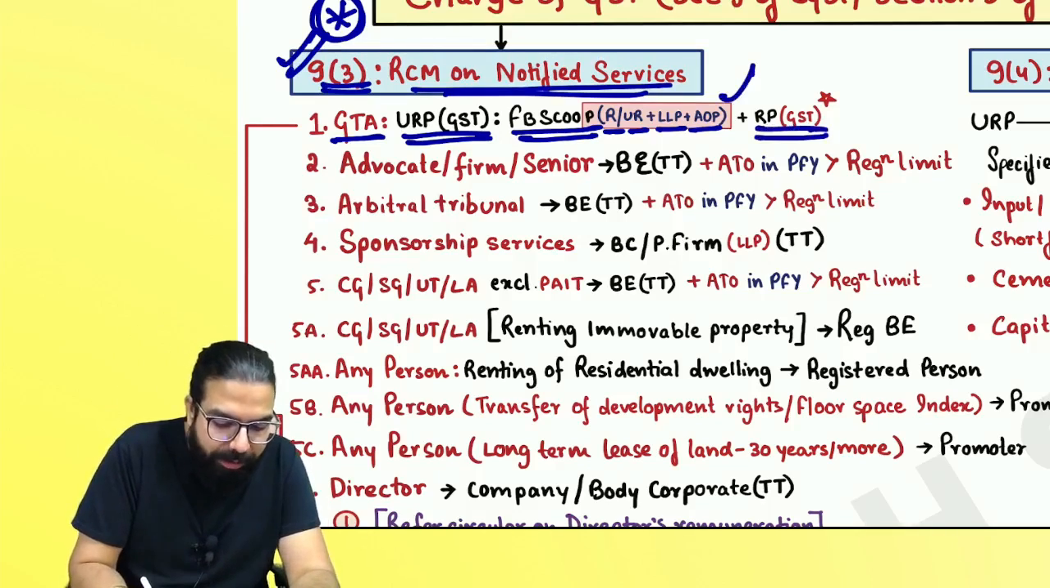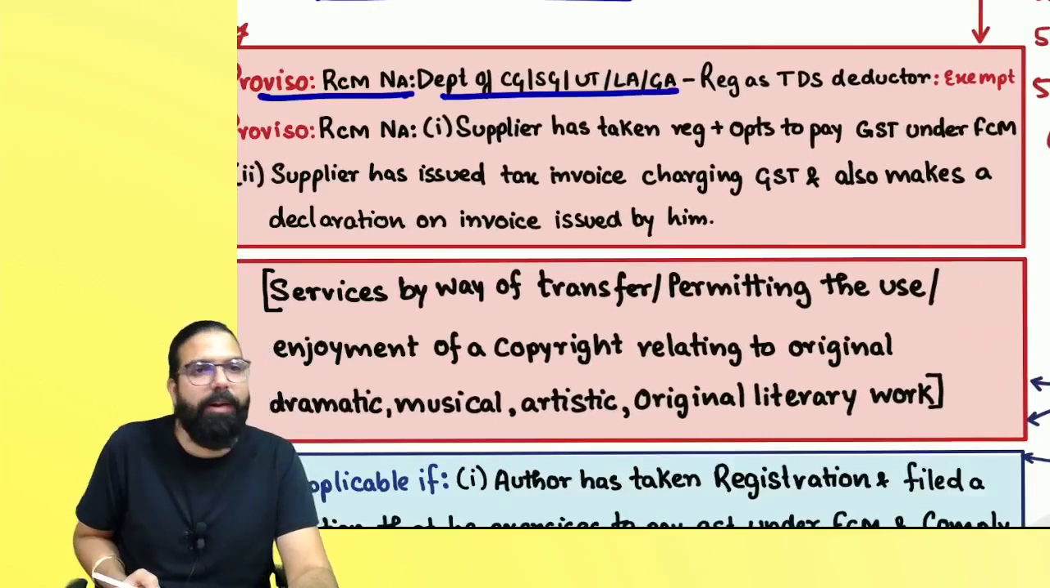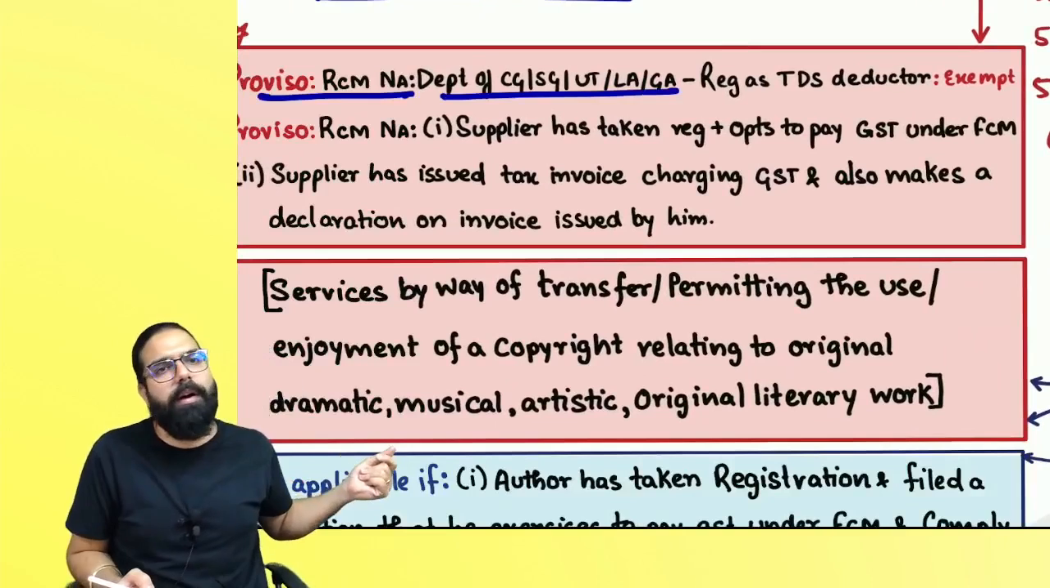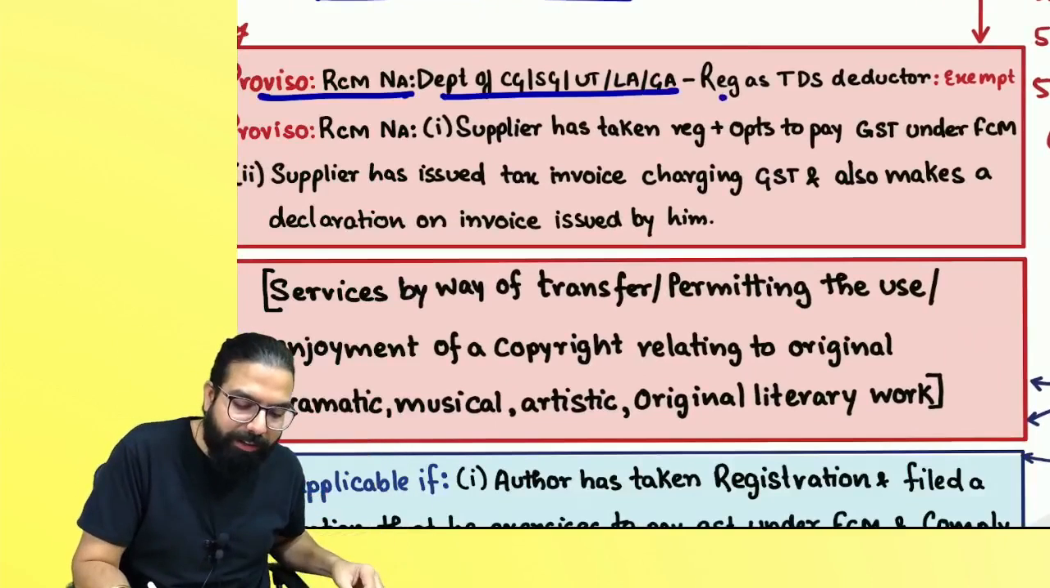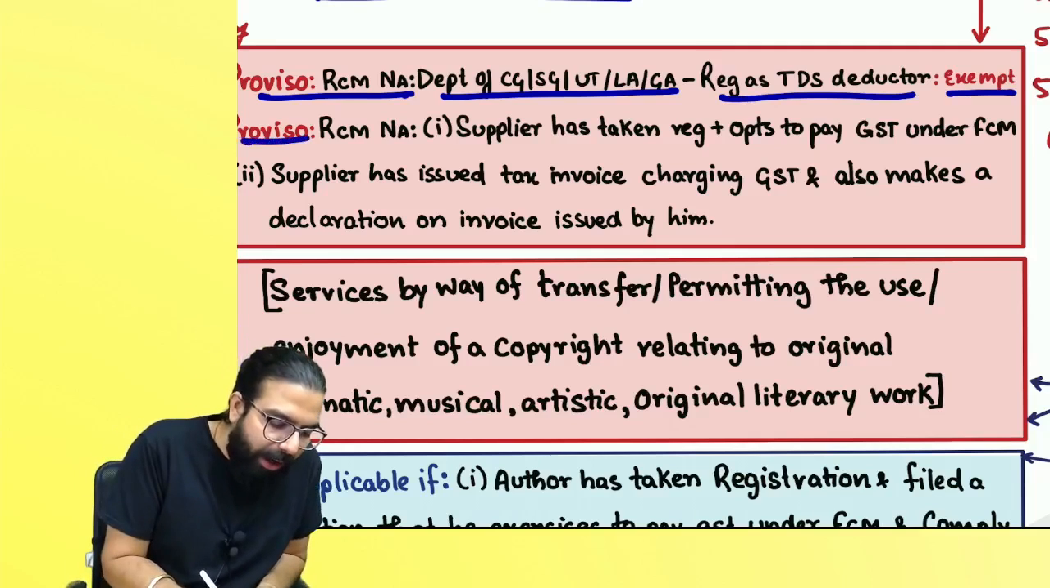If it is a registered person, then also RCM will come. But in the case of a registered person, RCM will not come. If it is a Department of Central Government, State Government, Local Authority, or Governmental Agency which is registered as a TDS deductor, it will be exempted. Then we have a proviso over here.